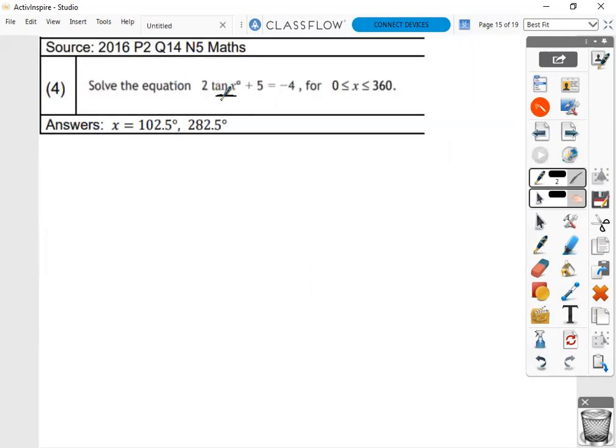Solve. We've got a trig between 0 and 360. This one's just showing a tan, so that's fine. That's no problem. It's the exact same way. Tidy it up. 2 tan x equals negative 4, negative 5. 2 tan x equals negative 9. Tan x equals negative 9 over 2.